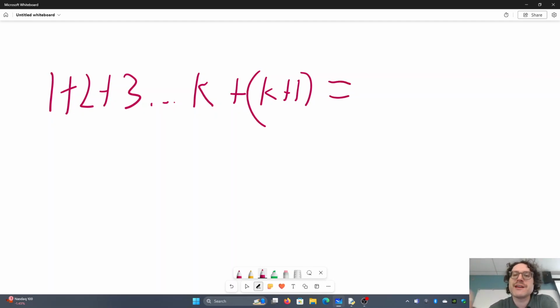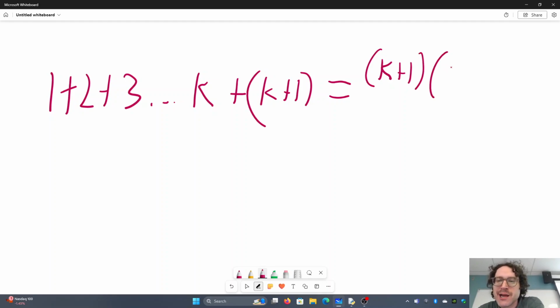And now, same over here, we had n times n plus 1 over 2. So wherever we had an n, we're going to substitute a k plus 1. I know that sounds weird, but trust me on this one. The main point is that we've got that dot, dot, dot, and we have to get rid of that dot, dot, dot. And we can through this method.